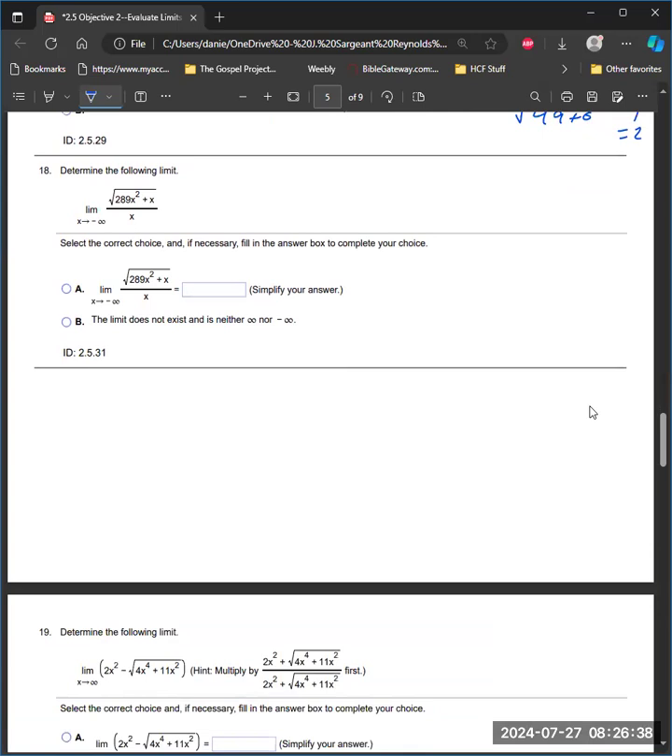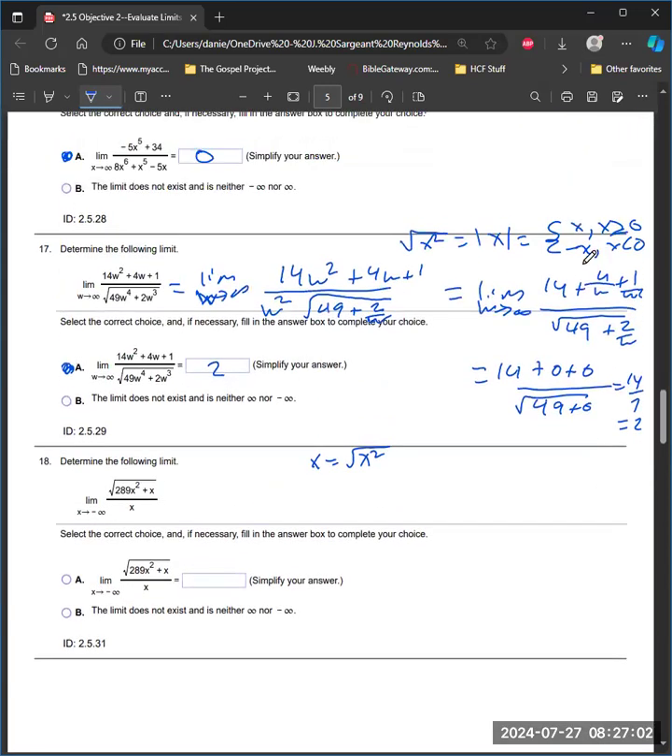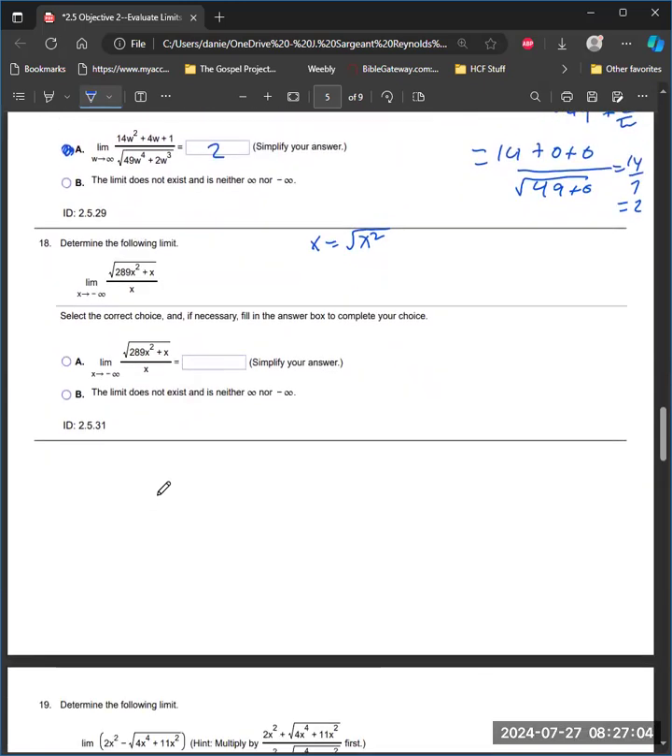Now I'm going to use a different technique here, and I'm going to say that this x here is the same thing as the square root of x squared, as long as x is positive. But it's not; it's on the negative side. I'm going to negative infinity, so I'm going to have to say that this is the opposite of the square root of x squared here.